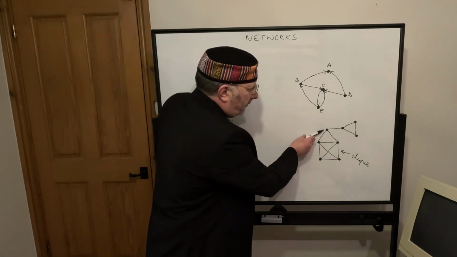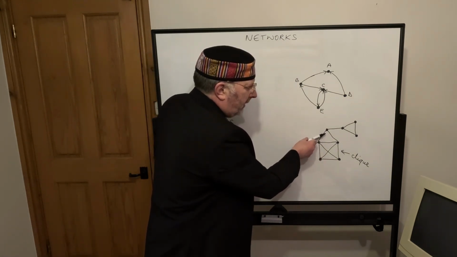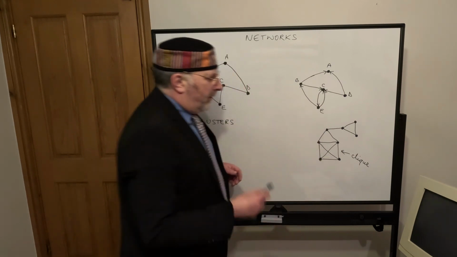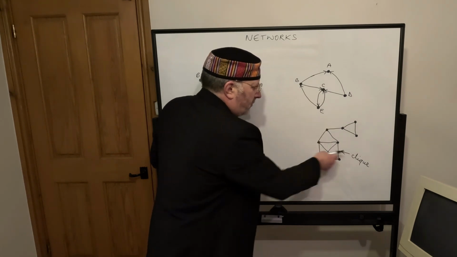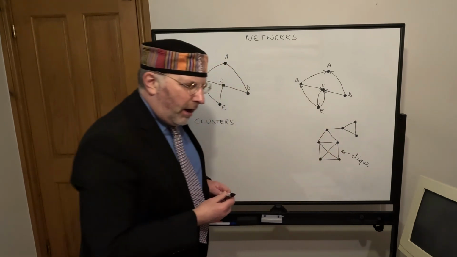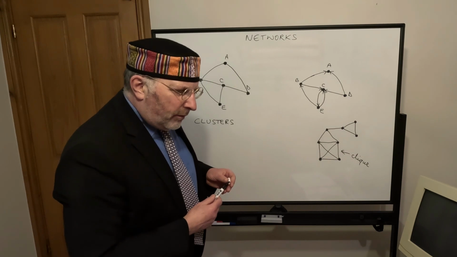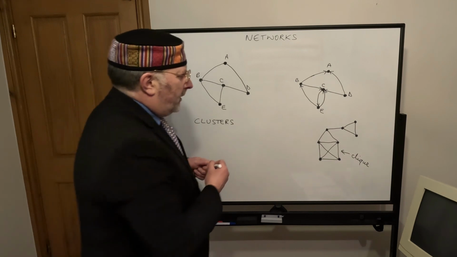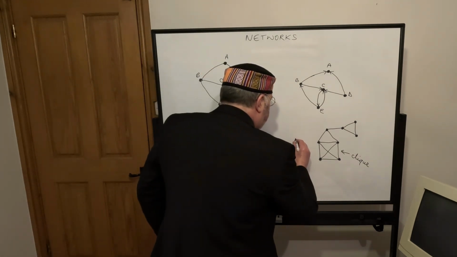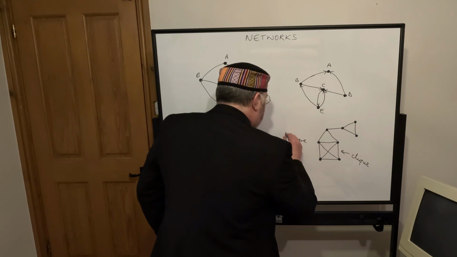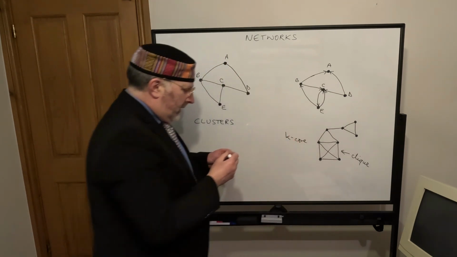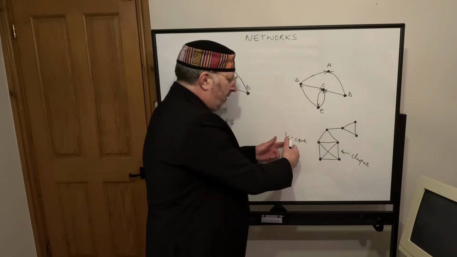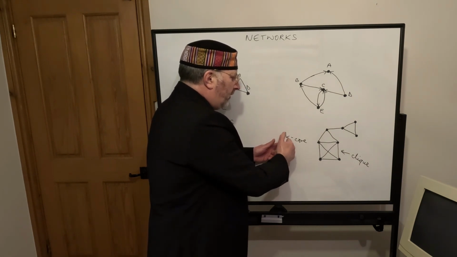But this node, although it's connected to some of them, is not part of a clique because it's not connected to these 2. So that is not a clique, but these 4 are a clique. And then we can define a core. A K core is a group of nodes such that each node in the group is connected to at least K others.